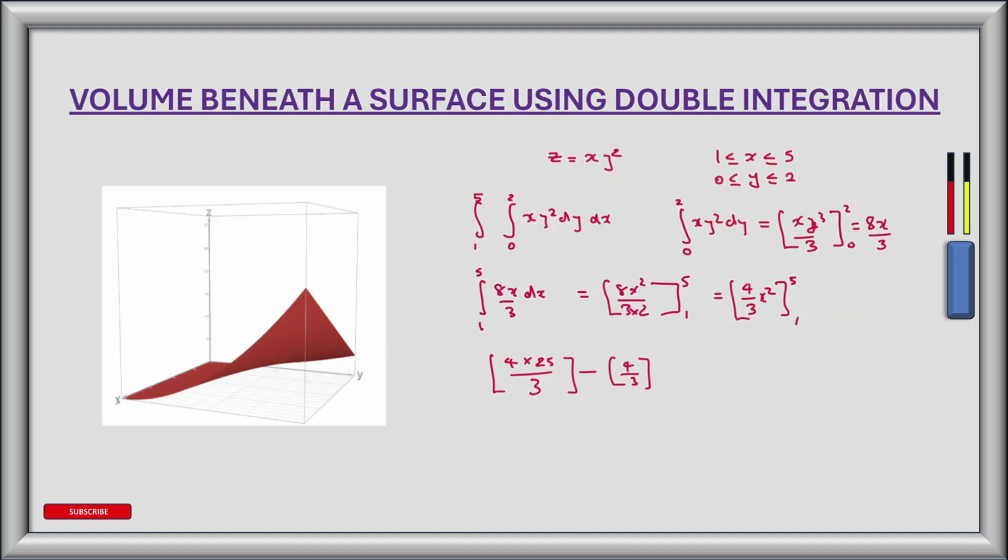If we take the 4/3 out of this expression, we get 4/3 multiplied into 25 minus 1, which is equal to 4 times 24 divided by 3, which gives 3 into 24 goes 8 times. So 4 times 8 gives us 32, which is the same answer as we had when we integrated along the x-axis first.